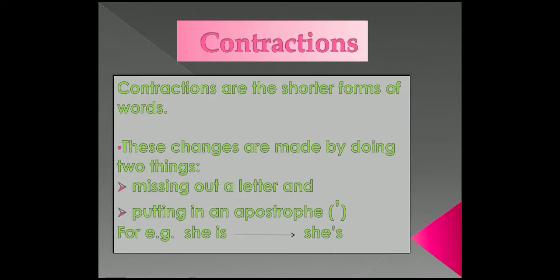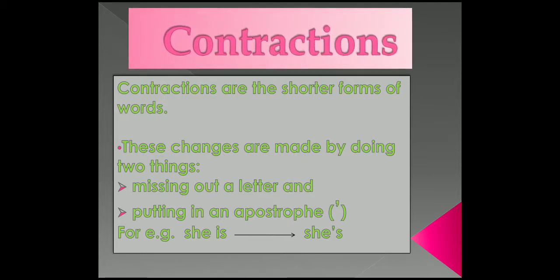Now moving on to the next question, which is on page number 17, and this question we have to do in notebooks. Contractions. What are contractions? First, check how many syllables are in this word. Contractions. Con 1, track 2, shans 3. So it is a three syllable word.